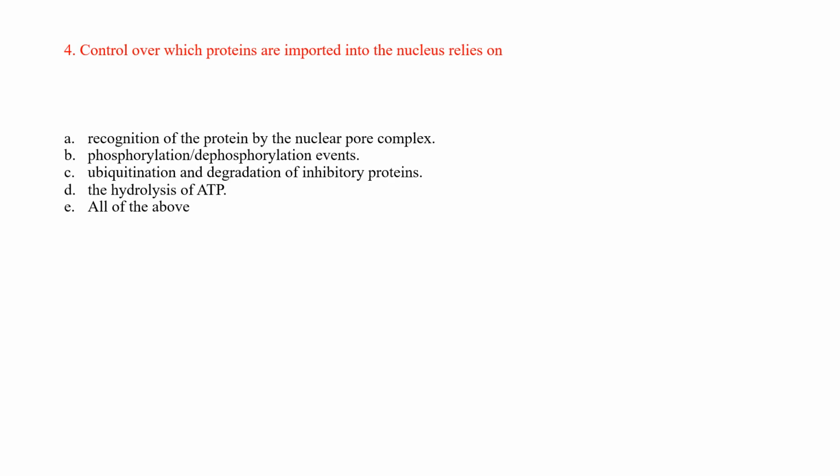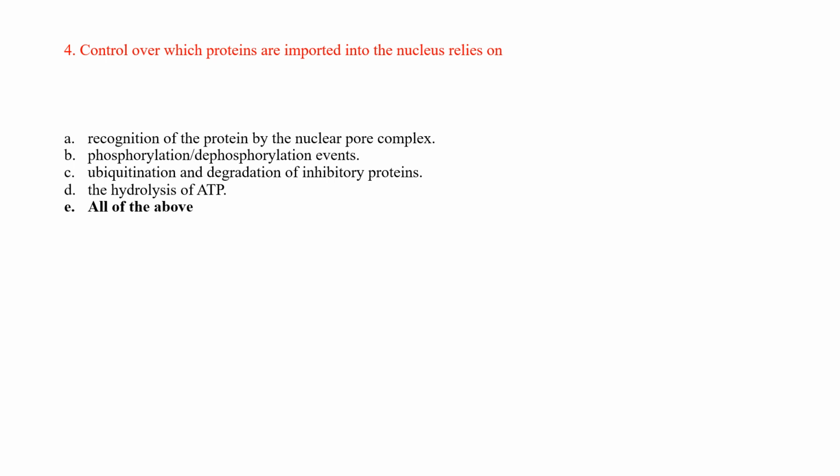Control over which proteins are imported into the nucleus relies on A, recognition of the protein by the nuclear pore complex, B, phosphorylation, dephosphorylation events, C, ubiquitination and degradation of inhibitory proteins, D, the hydrolysis of ATP, or E, all of the above. Of course, the answer for number 4 is E, all of the above.